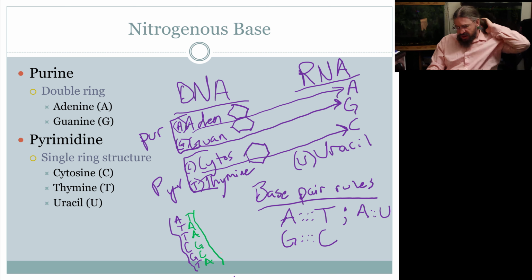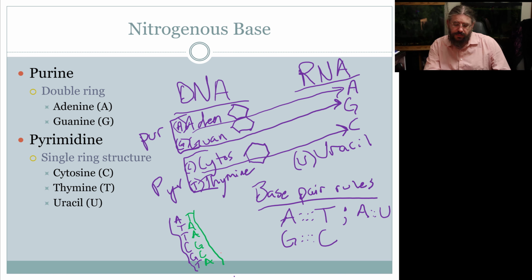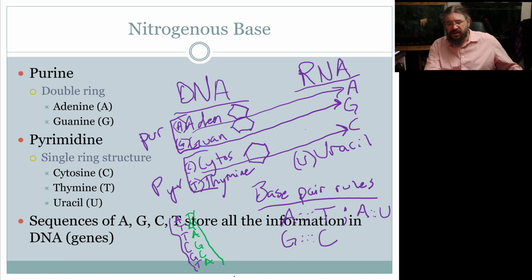So it's pretty simple. We have our double ring, single ring, purine, pyrimidine. We have our adenine, guanine, cytosine, which is universal between DNA and RNA. And then we have thymine in DNA, uracil in RNA. And then the base pair rules are A to T, G to C, and A to U. Not bad.